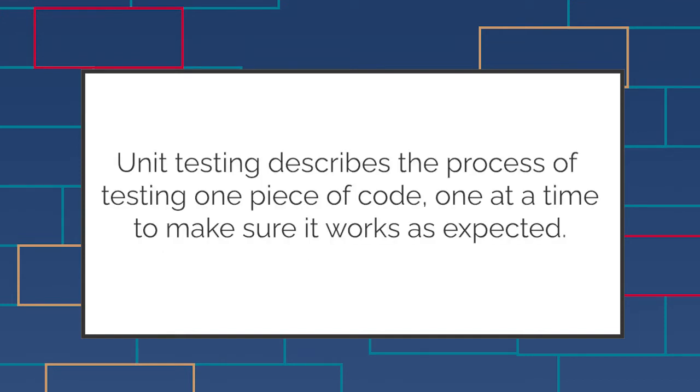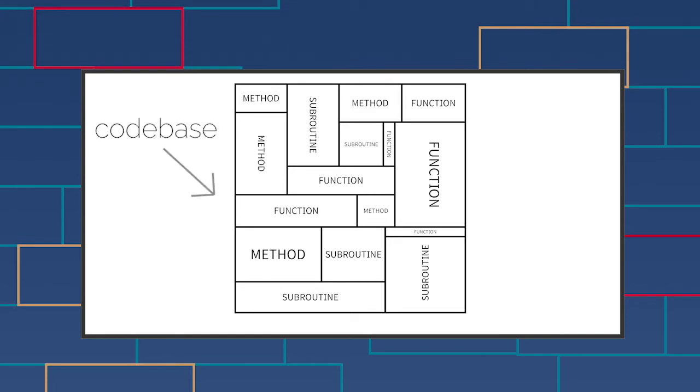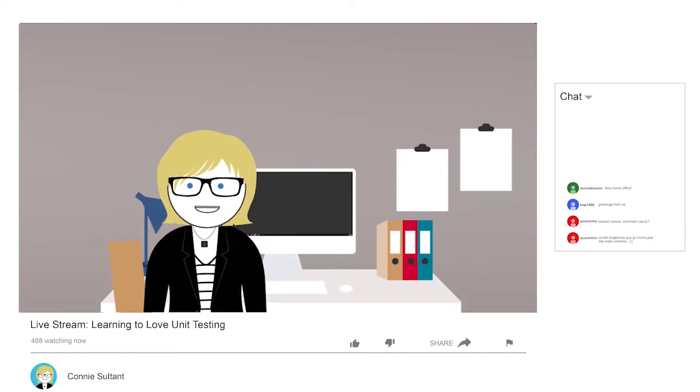Unit testing describes the process of testing one small piece of code one at a time to make sure it behaves as expected. We're not talking about complex operations here. Think individual subroutines, functions, and methods. Now, if you're thinking, that sounds excessive, time-consuming, and not nearly as engaging as actual coding, don't worry, you're not the first person to feel this way.